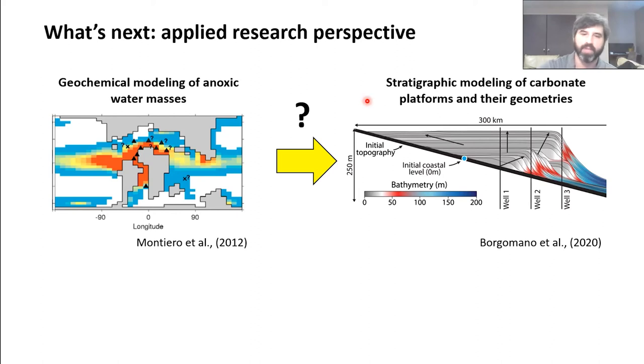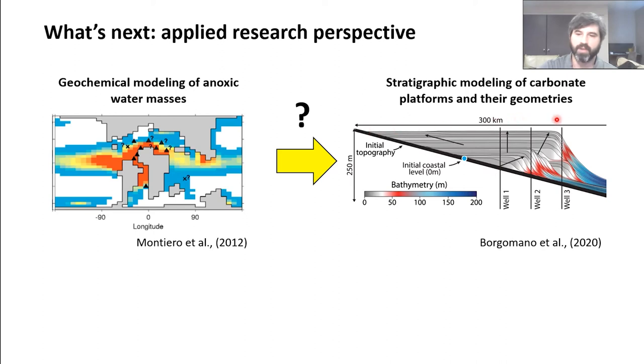But the way that I would pitch this is, there are different kinds of models. One kind of modeling that's done for these events is geochemical modeling of anoxic water masses. This is from what's called an intermediate complexity Earth model, and the warm areas here are where they think there were anoxic water masses during OAE2. And then on the right, I have a totally different kind of model, a stratigraphic forward model, where people impose a sedimentation rate, different subsidence rates and a sea level change history, and they try to match the architecture of stratigraphic packages.